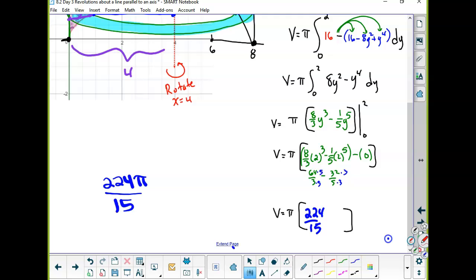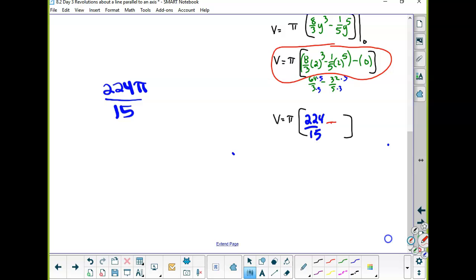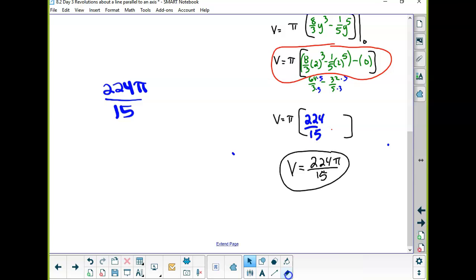Now, here's the benefit, right? You would get full credit if you stopped there. That would save you a ton of time trying to do all that by your hand. Don't waste the time trying to get to this answer of 224 pi over 15.